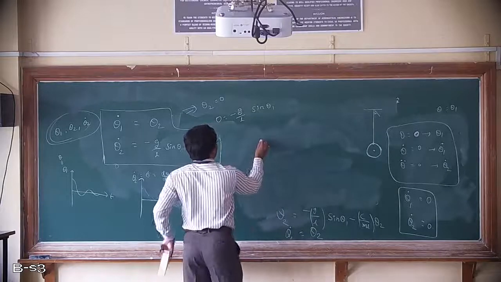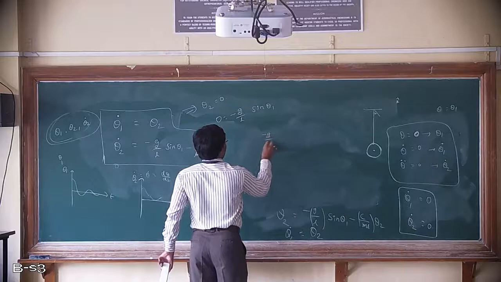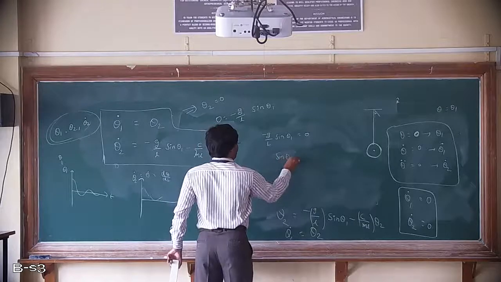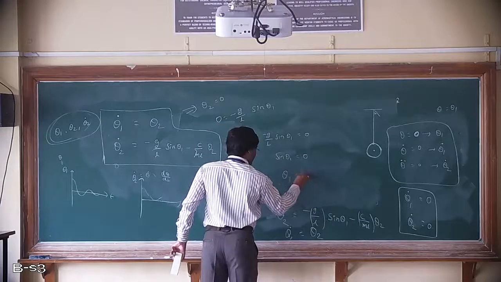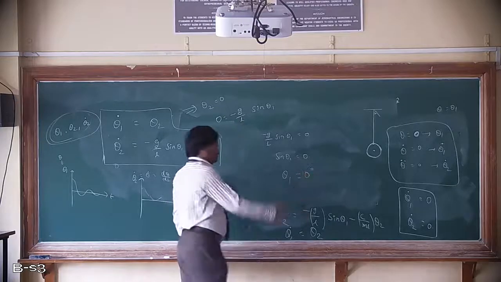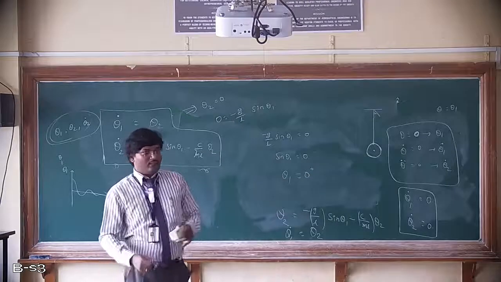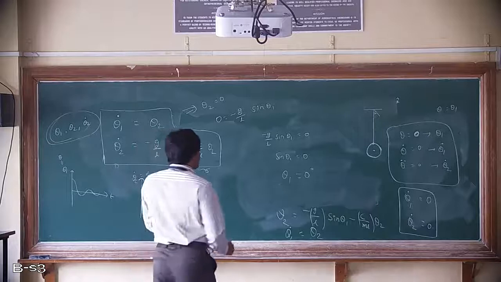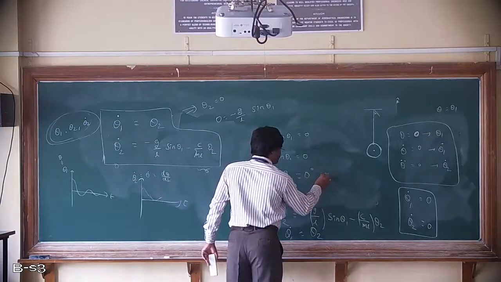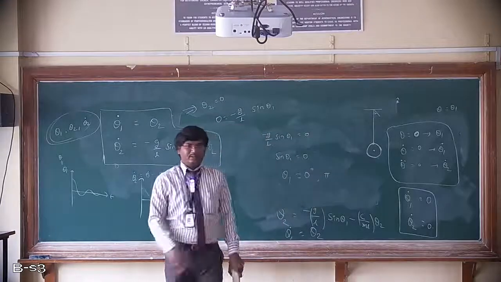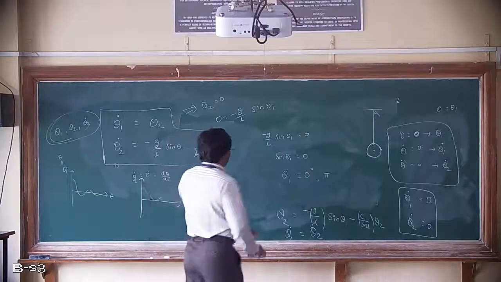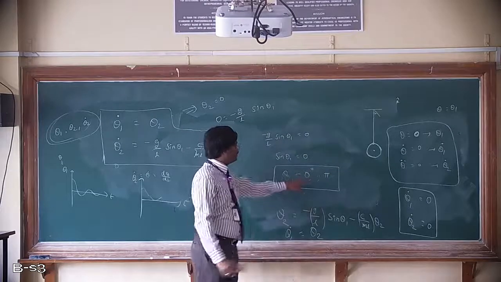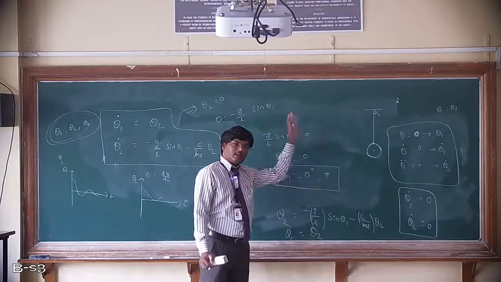So here, if you see, minus g by L sin theta 1 is equal to 0. From this you can say sin theta 1 is equal to 0, so theta 1 is nothing but 0 degrees, right? You are getting the same 0 degrees, and mathematically, only this is not the solution. You will get pi also, 2 pi like that. I am just taking pi. So mathematically you are getting two equilibrium points: one is at 0 degrees, another one is at pi.